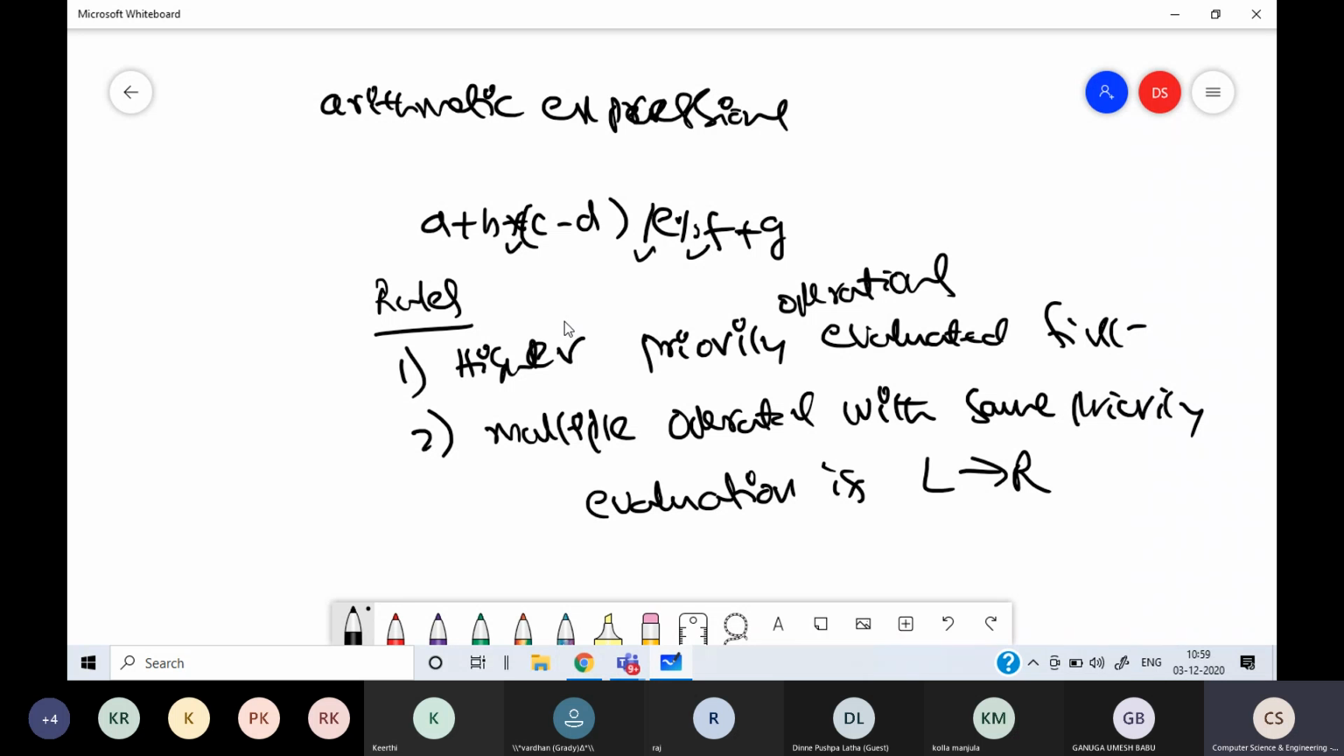There are only two priorities as far as arithmetic operators are concerned. First the higher priority operators, that is multiplication, division, and modulus, then subtraction and addition. Suppose multiple operators have the same priority, for example a slash b into c. Then the evaluation is from left to right, because slash and percentage have the same priority. So whichever occurs first from the left side is evaluated.